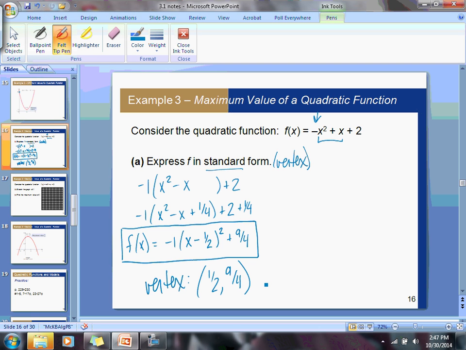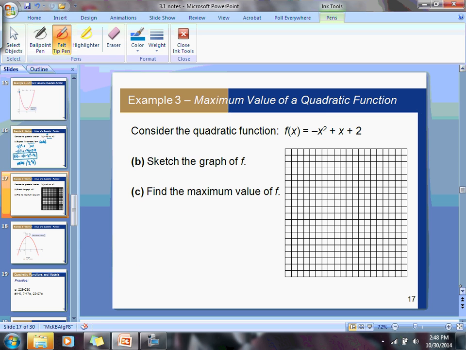Messy. Messy because it's fractions, but still completely graphable. You know where 1/2 is, and you know where 2 1/4 is on a graph. So you can plot that point. It's just a little more of an estimation since it's not nice, neat points on the graph grid. But now when we go to part B, they're going to want us to graph it and then find the maximum value. Because this time our lead coefficient was a negative, so we know our parabola is going to open down. So when it opens down, it's going to have a maximum.